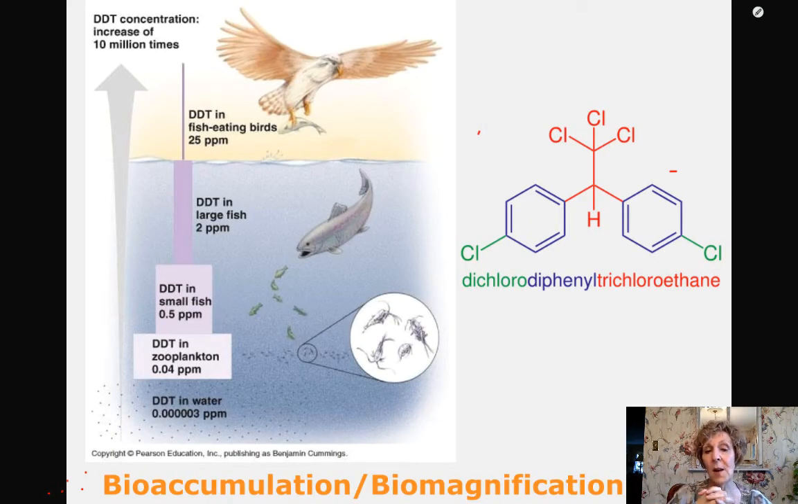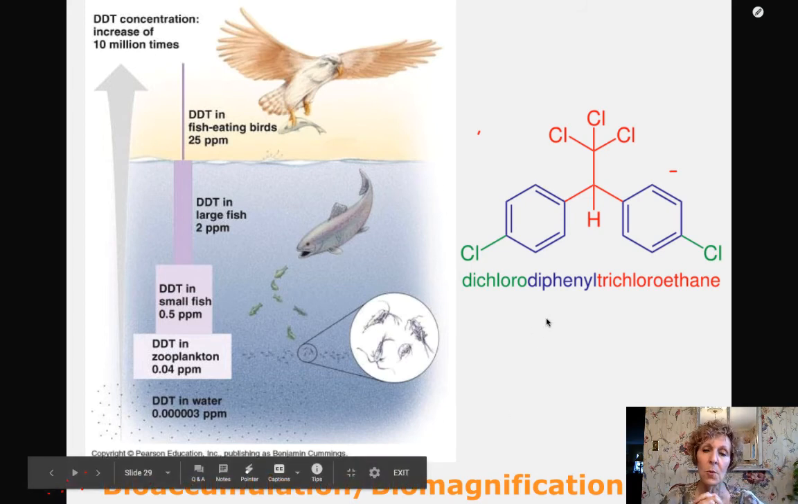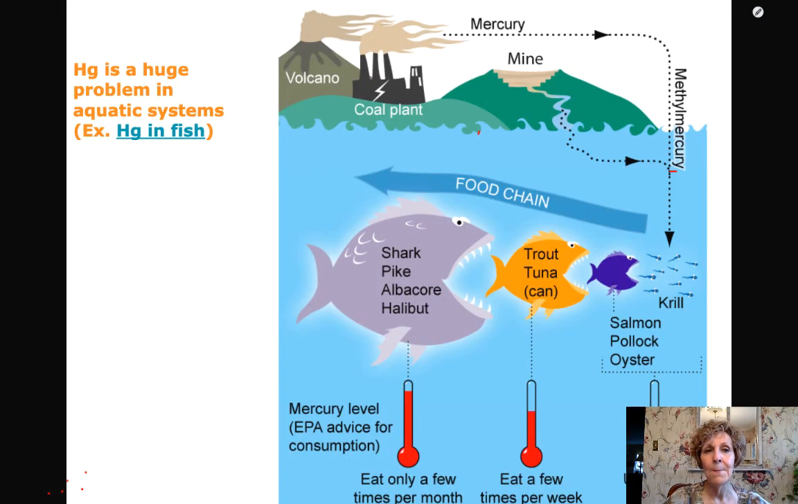So this is a good time, while we're talking about trophic levels, to remind you that toxins can accumulate as we go up a trophic level. This is called bioaccumulation or biomagnification. So here's a chemical we'll talk about when we talk about our biochemistry unit, DDT. And we also have a problem with heavy metals like mercury that can also bioaccumulate as they go up the trophic levels.